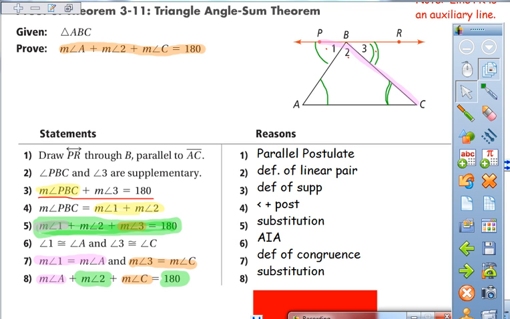I'll pause here to take any questions. This proof is an expectation for Chapter 3. It will show up on your test, so please make sure that you review this. We will study it a little bit more tomorrow.